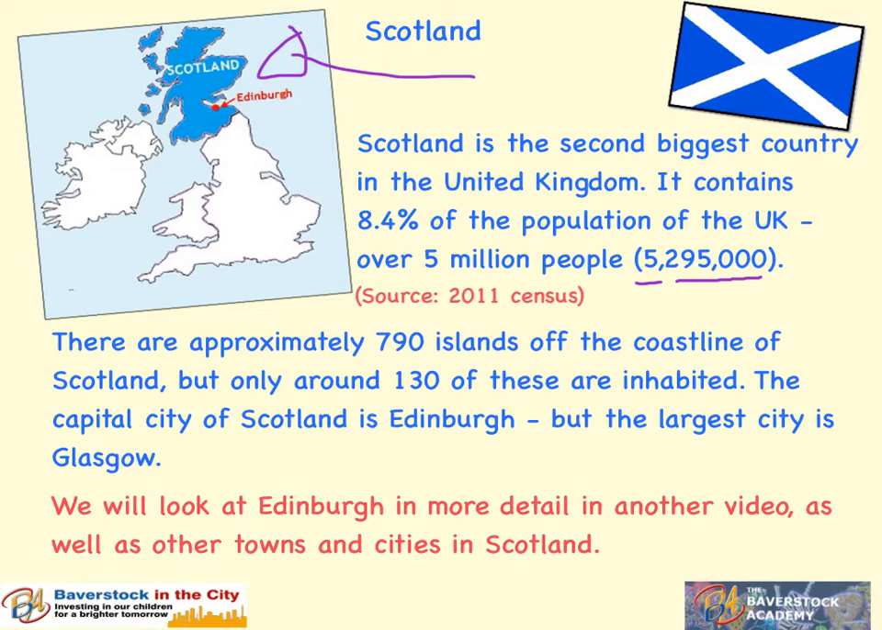As you will see, they're not all shown on this map here. There are some islands on this side of Scotland that aren't shown on this map, and we'll have a look in more detail at the islands of Scotland in a later video. The capital city of Scotland is Edinburgh. The largest city is Glasgow. We will look at Edinburgh in more detail in another video, as well as other towns and cities in Scotland.